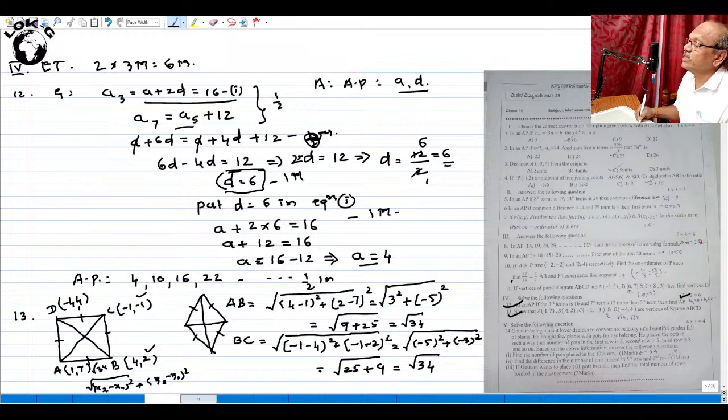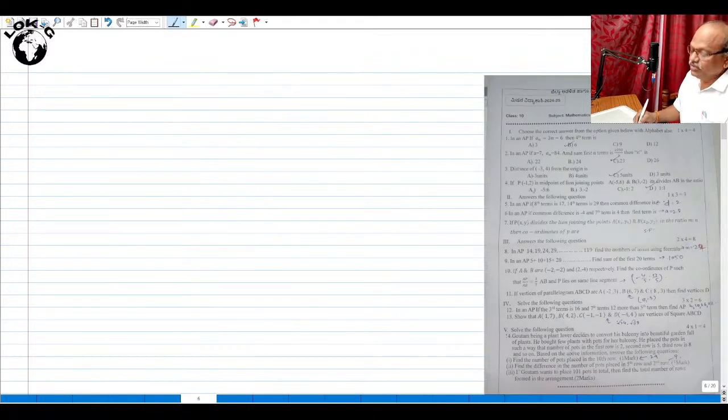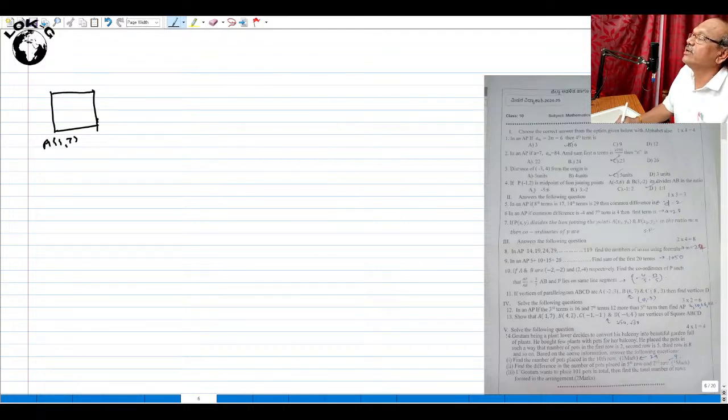Okay, so let us move on to the next side. Let me redraw here. All the 4 coordinates I will again write here. You don't need to write again. A is 1, 7. Let me rewrite it. B is 4, 2, and C coordinates are minus 1, minus 1, and D coordinates are minus 4, 4.